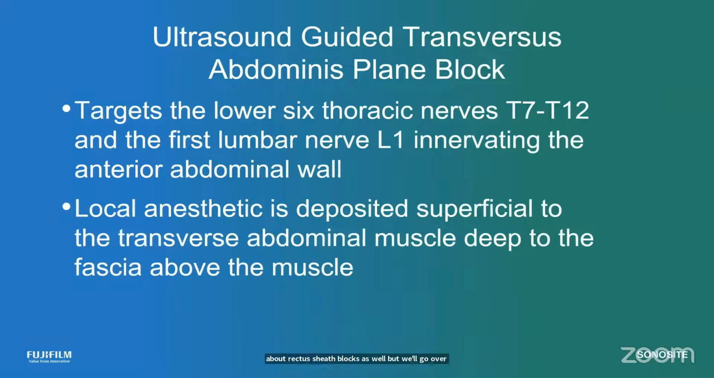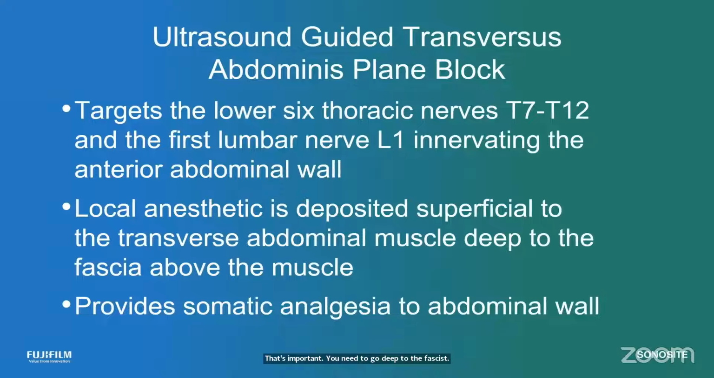The target for the local anesthetic, we want to inject the local superficial to the transverse abdominis muscle and deep to the fascia above the muscle. That's important. You need to go deep to the fascia, so you need to enter the fascia, pop through it, and stop above the muscle. Again, provides somatic analgesia to the abdominal wall. No visceral pain relief.